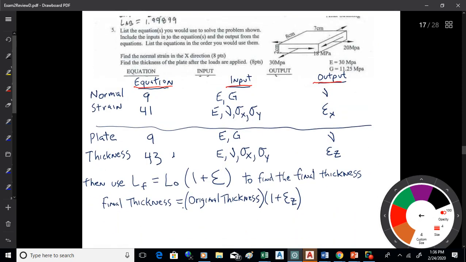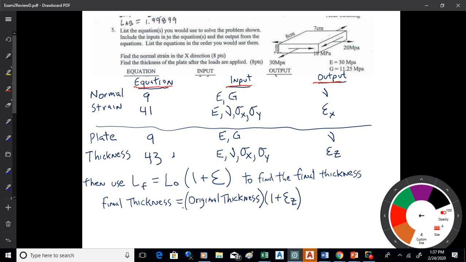All right, now the last one is a bit on Hooke's law and some of this stress strain stuff, but it's done in a little bit different way. I don't know if I'll put this on the test or not, but I don't want to catch you off guard if I were to. Sometimes, rather than having you run the numbers, I might just ask you how you would do something. So the way I have that is: list the equations you would use to solve the problem shown, include the inputs into the equations and the output from the equations, and list them in the order you would use them. Find the normal strain in the x direction.